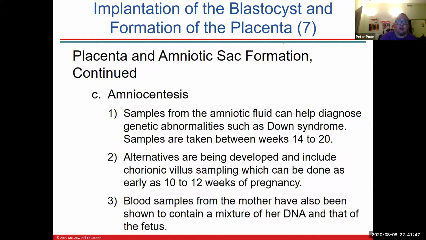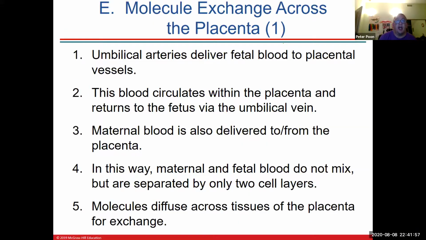Blood samples from the mother can also have a little bit of fetal DNA. Fetal cells, you can spin out those fetal cells, so they're different than maternal cells, and they can isolate the DNA from the fetal cells.